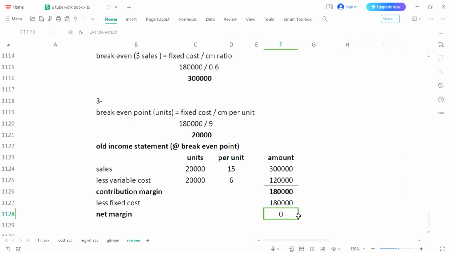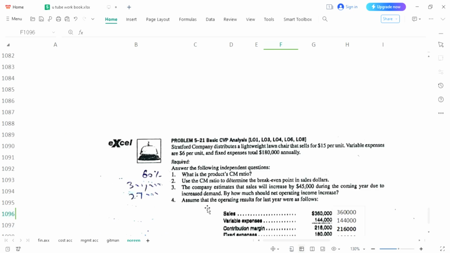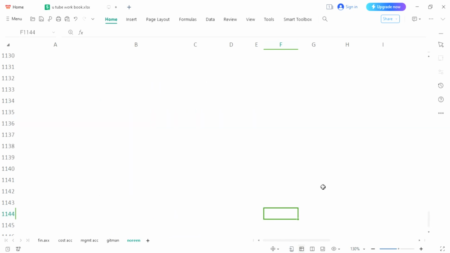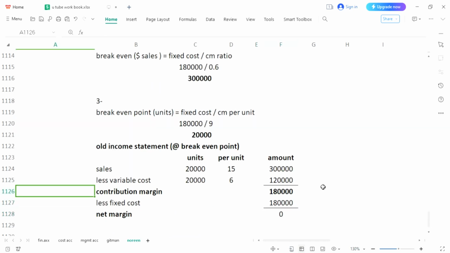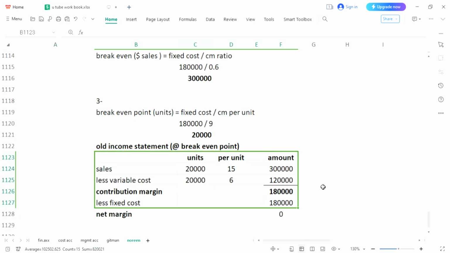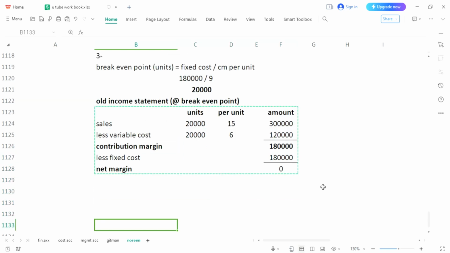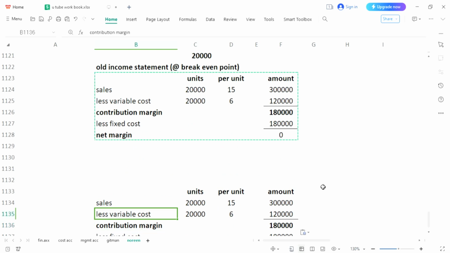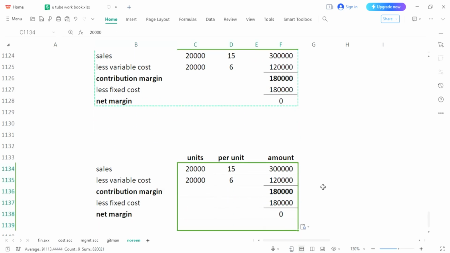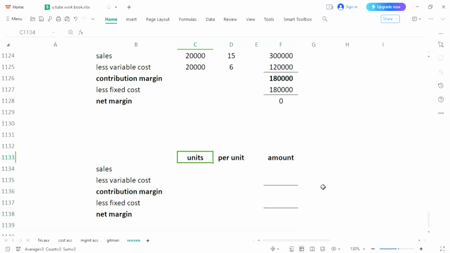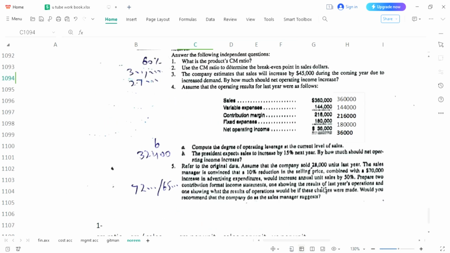Actually, the question was different. It was asking us what happens if sale will increase by 45,000. So now we will be making a second, new statement, for which I am just copying these headings and using them to make the new statement. It's a little easy for me, but for you, obviously, you will be considering writing them again. Okay, so it has been said in the question, this is number 3, sale would be increased by 45,000.